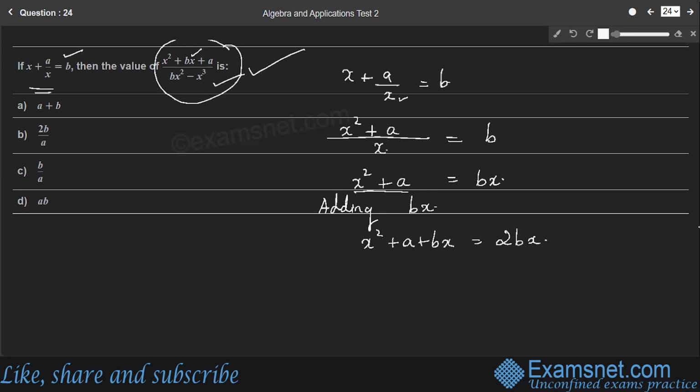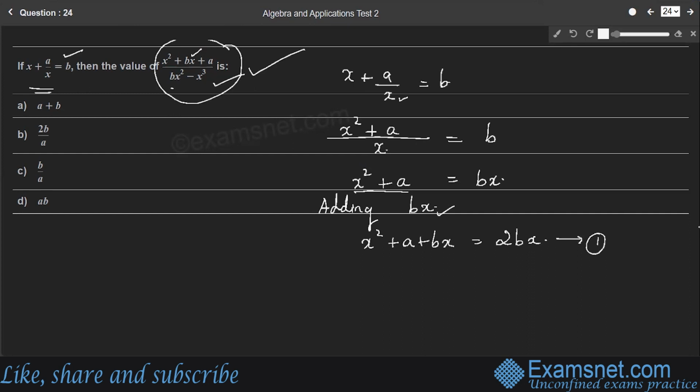So we have just added bx to both the left-hand side and the right-hand side, so that there will not be any change in the value of the equation, right? Therefore, x square plus a plus bx is 2bx. Consider this as equation 1, right?